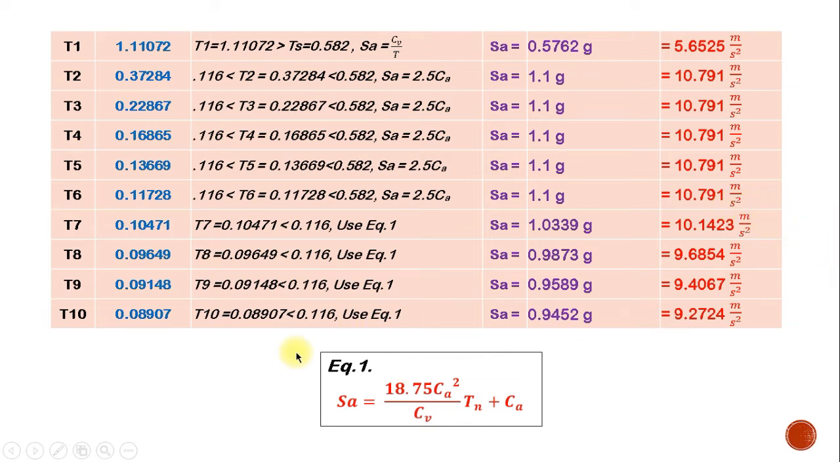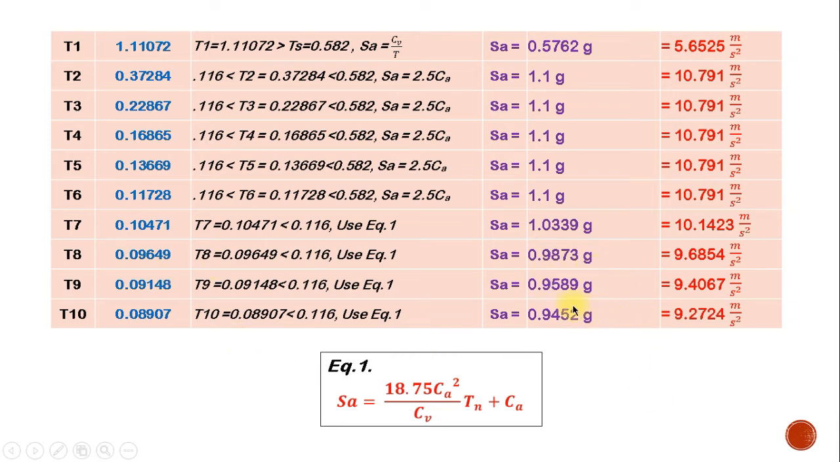So, since yung ating mode 8, 9, at 10 ay less than 0.116 na ito yung ating TS natin, so you'll use this formula. So, i-multiply lang natin yung ating model period na Tn dito sa 18.75 times CA squared. So, yung CA natin is 0.44 while yung CV natin is 0.64. So, and the product is i-add lang natin sa CA na 0.44. So, ito na yung magiging result. So, for mode 8, meron tayong 0.9873G.